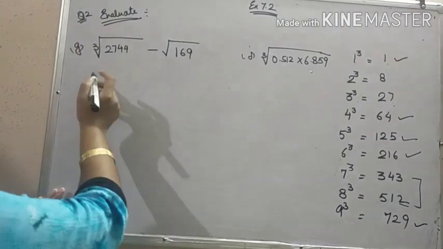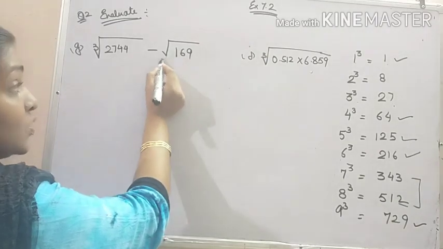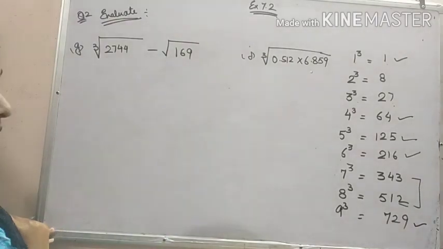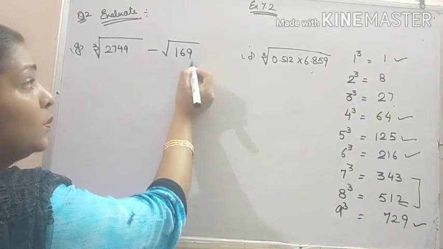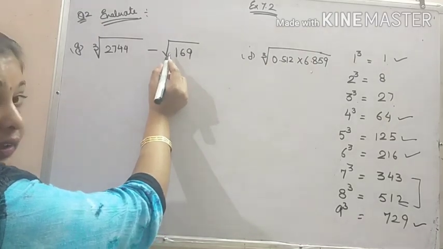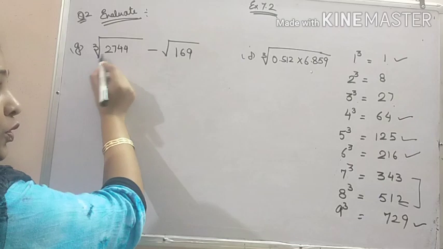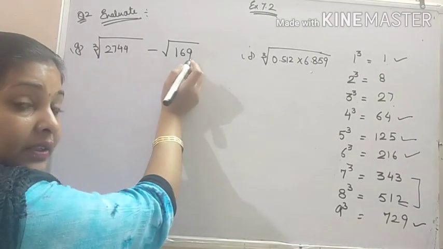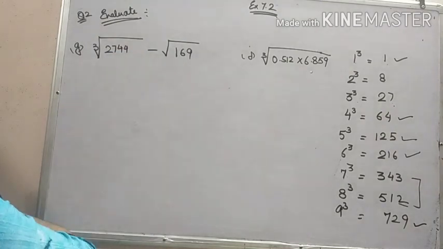It is given cube root of 2744 and this is square root of 169. Some students get confused and try to find the cube root of this number. See, you have to check this radical and radicand. What is given to you? It is square root, it is cube root. And 169 is the square of 13. And you have to check the cube root of it.